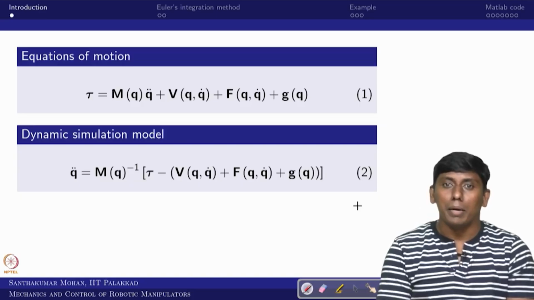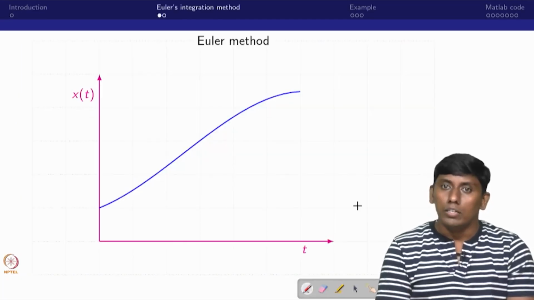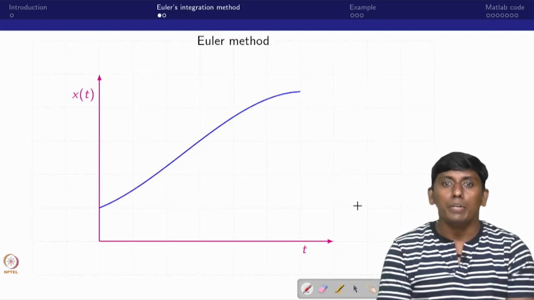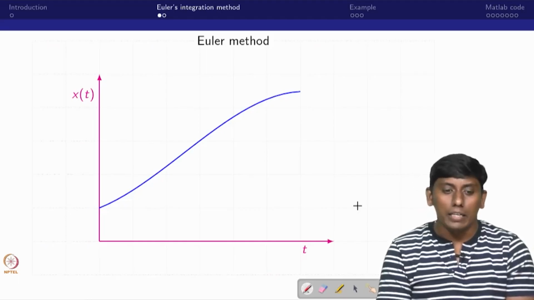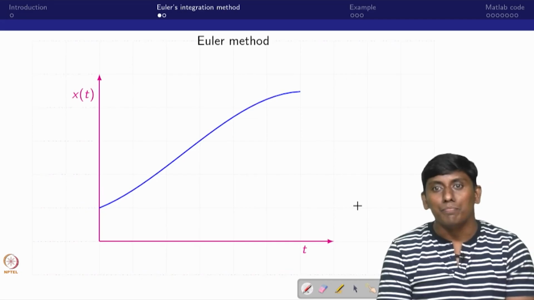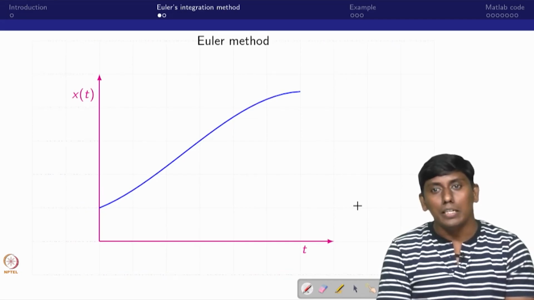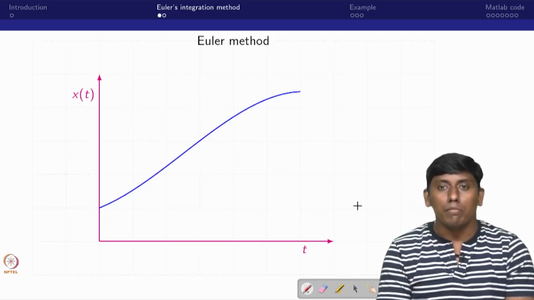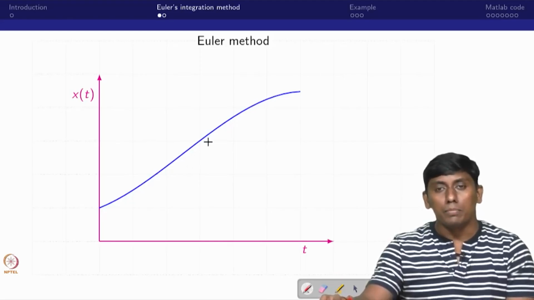In the Matlab case, we need to write everything in code form. For the numerical integration we will use the Euler method. We can get the Euler method by demonstrating it in this particular plot. You can see here x of t against time, where time is the independent variable and x of t is the dependent variable. Right now x of t is given by this particular polynomial curve.